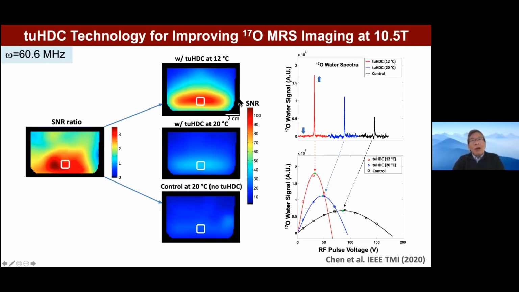The right panel shows more detail. We took the spectrum from one voxel in the central region. Then at the bottom we see what voltage of the alpha pulse can reach the maximum signal. You can see for this optimal condition, it requires much less voltage to reach the maximum signal. That means the B1 plus is improved very dramatically. Second, the maximum signal shown here is much higher than the other two conditions. And third, we were very surprised to find that the noise level was also reduced at this cooling temperature and optimal condition. So all of this contributes to the improvement in signal to noise ratio.